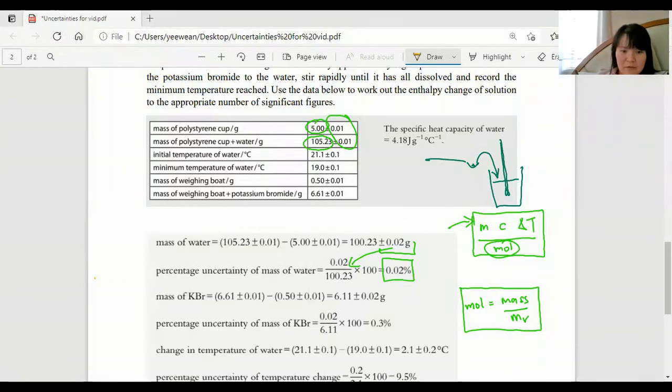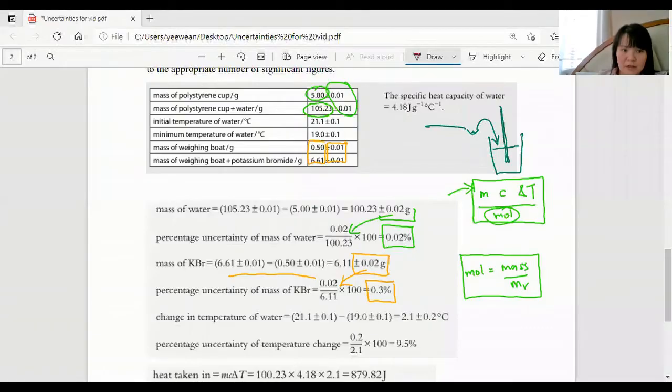As for the mass of KBr, we're doing subtracting again. Therefore, we're going to sum up the uncertainty again. So subtraction, sum up the uncertainty. We're going to convert that to percentage of uncertainty again. Change in temperature, again, is a subtraction here. So we sum up the absolute uncertainties. And then we convert it to percentage of uncertainty, the same way again.